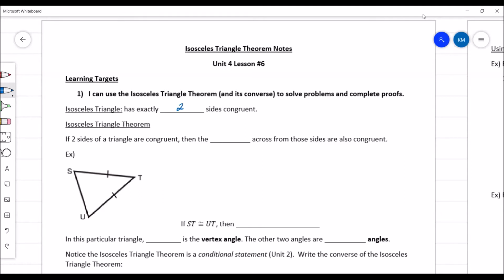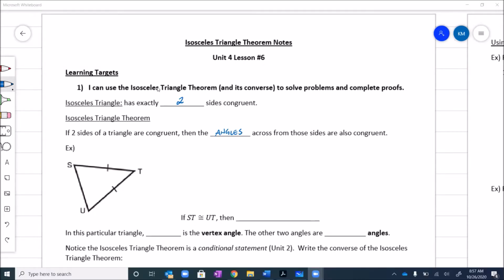And the isosceles triangle theorem states that if two sides of a triangle are congruent, then the base angles, or the angles across from those sides, are also congruent. So, if we look at this triangle here, we see that ST is congruent to UT. Our isosceles triangle theorem will state if ST is congruent to UT, then those base angles opposite those sides, angle S is congruent to angle U. Okay, and we see that those are the angles opposite those congruent sides.